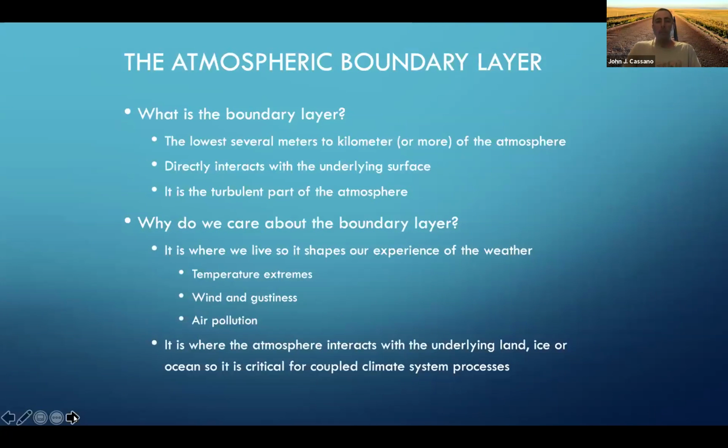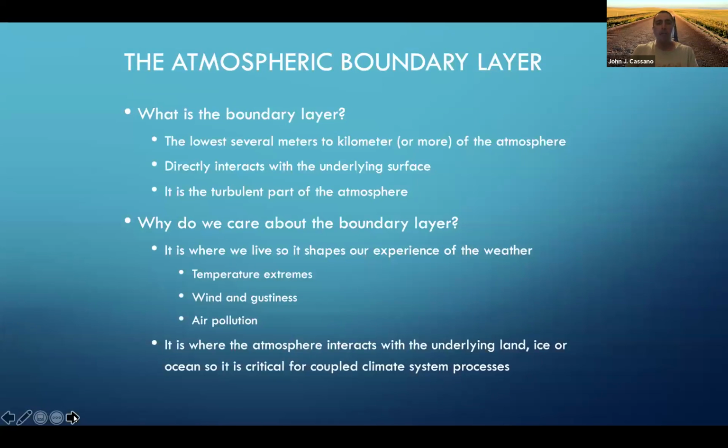The atmospheric boundary layer can be anywhere from just the lowest several meters of the atmosphere under light wind, very stable conditions, to a kilometer or more if you have strong surface heating. It's the part of the atmosphere that's directly interacting with the underlying surface, and that's part of what makes it interesting for us. And it's also the turbulent part of the atmosphere. So why would we care about the boundary layer? Why would we study it?